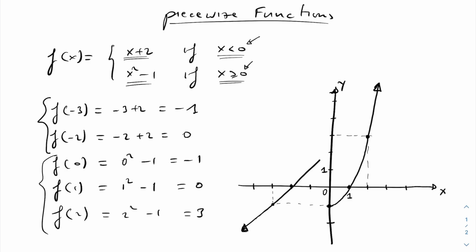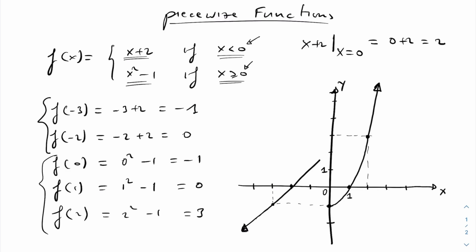I know my first piece comes all the way from negative infinity, but where does it end is my question, right? And so to figure out where your first piece ends, you should take the breaker point, which is at 0 here, and plug 0 into your first piece. And so by doing that, you're going to get x plus 2 evaluated at x equals 0, and that should give you 0 plus 2, which gives you 2. Now, this is a point that is not on the graph, but it's going to help us figure out the end of this first piece.